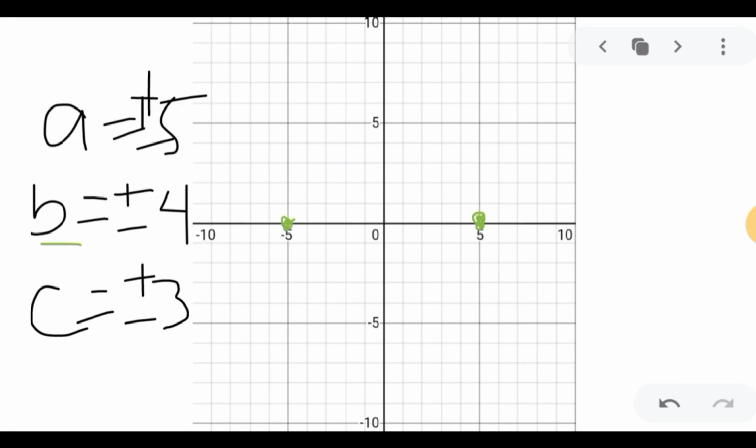And then for our b, let us use another color, positive or negative 4. So here, you will just count the units. That is 1, 2, 3, 4 here. Okay, positive 4. And then negative 4 here.